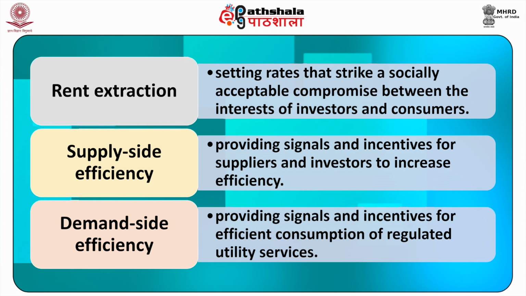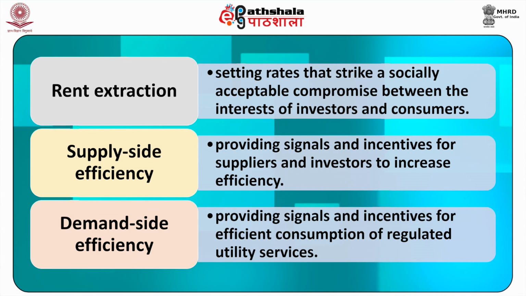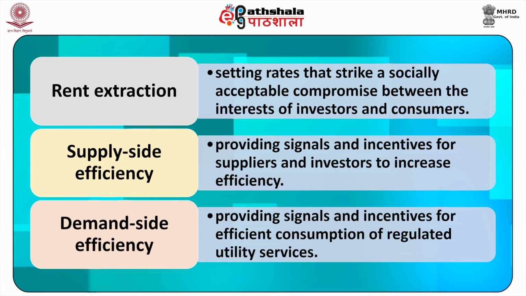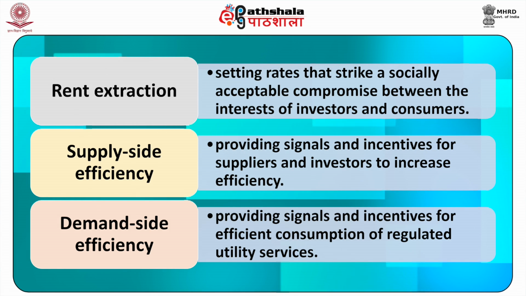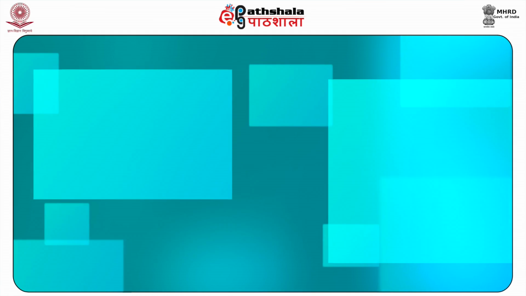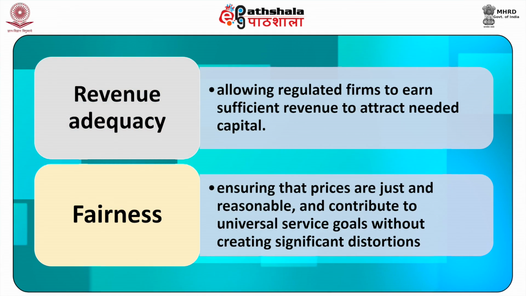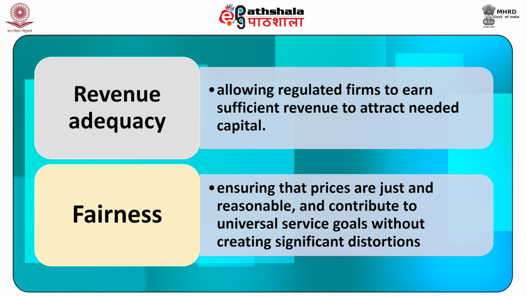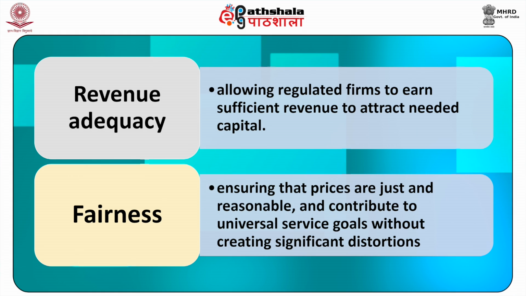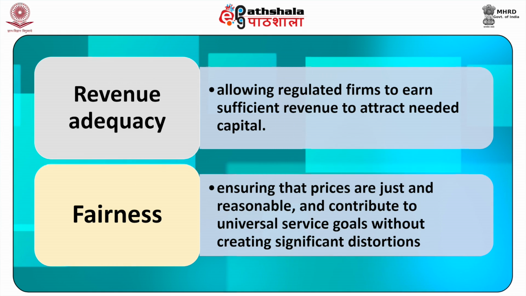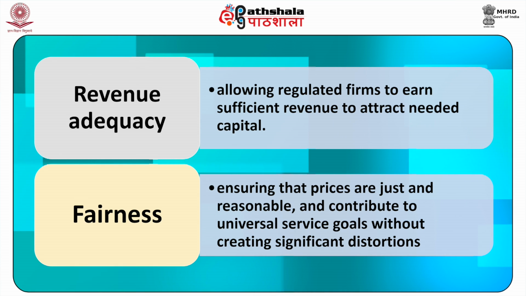Second is supply side efficiency, which provides signals and incentives for suppliers and investors to increase efficiency. Similarly, we have demand side efficiency, which is providing signals and incentives for efficient consumption of regulated utility services. Then we have the revenue adequacy, allowing regulated firms to earn sufficient revenue to attract needed capital. And last, we have the fairness, which means ensuring that prices are just and reasonable and contribute to universal service goals without creating significant distortions. Now, these goals cannot all be achieved simultaneously. Indeed, practical regulation entails trade-offs among them.